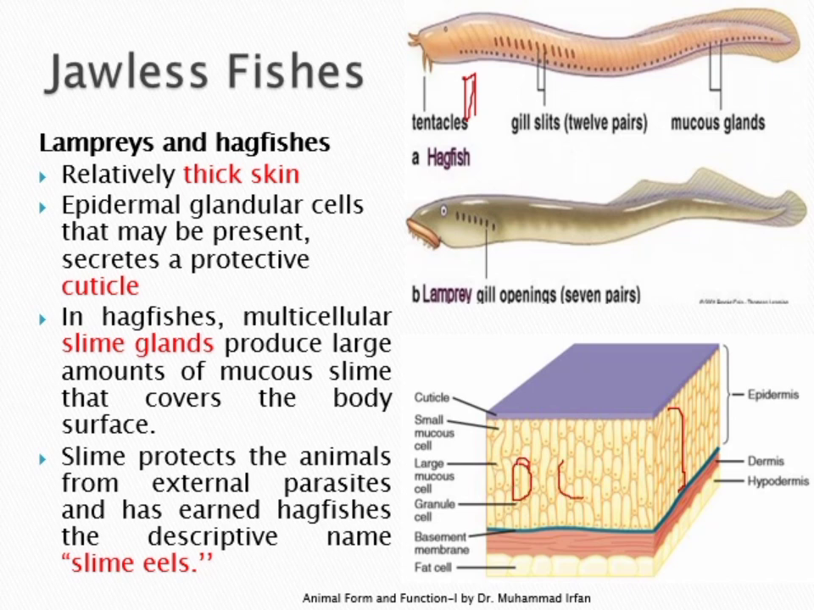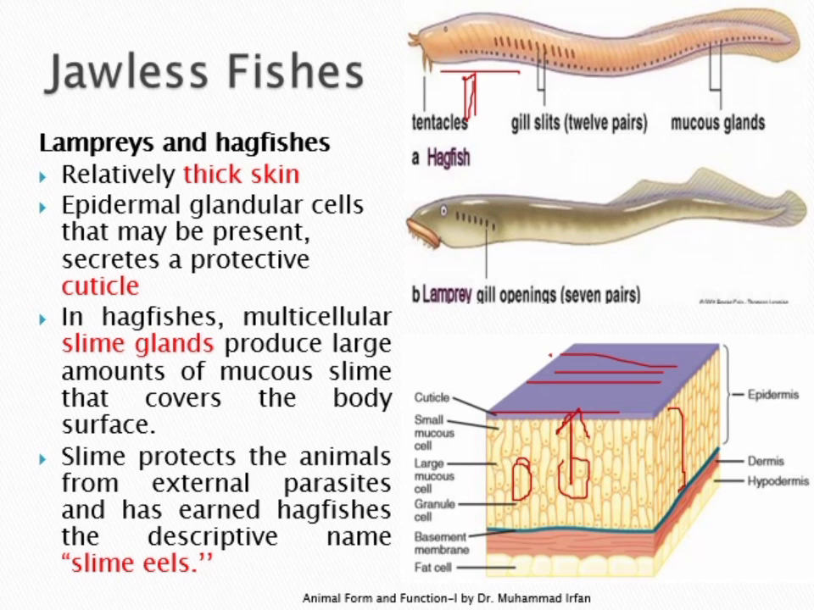So they secrete a protective layer on their surface. That protective layer is actually cuticle. So their cuticle is made up of protein fibers that are collagenous fibers. And in hagfishes, the multicellular epidermis is releasing slime because they are converted into slime glands.